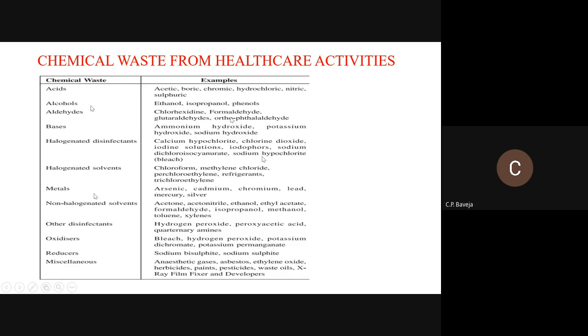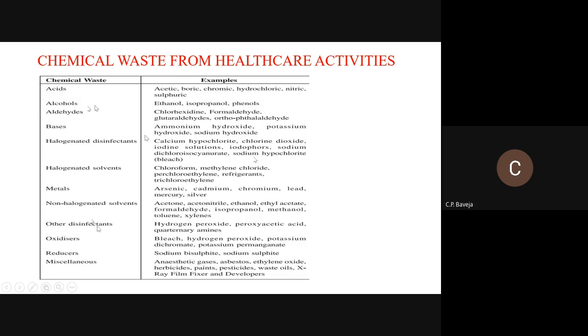Then metals like arsenic, cadmium, chromium, lead, mercury, silver. Silver was used in dental practice. Mercury was used in thermometers and BP instruments. And lead is also used in the radiology department, lead sheets. Then non-halogenated solvents like acetone, ethanol, ethyl acetate, formaldehyde, isopropanol.